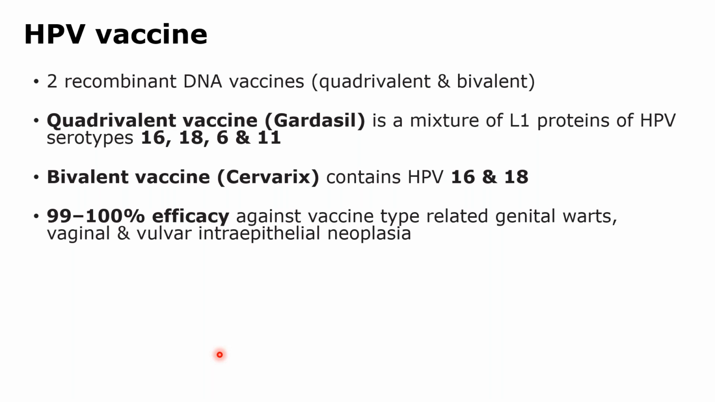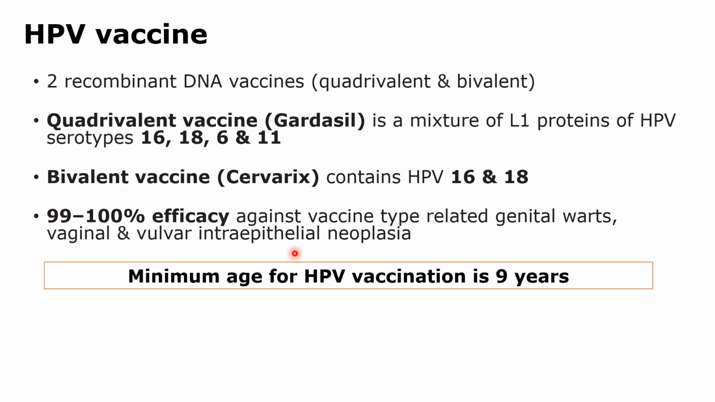A little bit about the HPV or the human papilloma virus vaccine. There are two recombinant DNA vaccines available, the quadrivalent and the bivalent vaccines. The quadrivalent vaccine or Gardasil is a mixture of L1 proteins of HPV serotypes 16, 18, 6, and 11, while the bivalent vaccine contains only the serotypes 16 and 18. And it provides 99 to 100% efficacy against vaccine type related genital warts, vaginal and vulvar intraepithelial neoplasia.